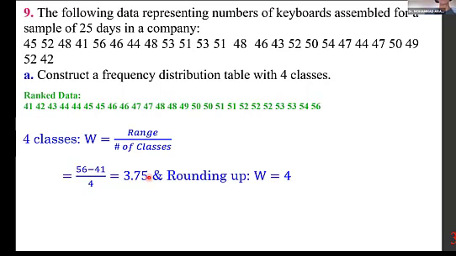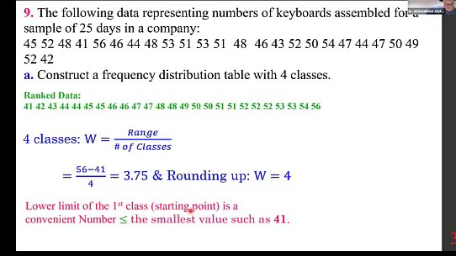So what happens is, first, you find the width. Now that we have the width, where do we start? We can always start with the smallest number or something a tad smaller than that, which is nice and easy to use. So the lower limit of the first class is a starting point that is a convenient number less than or equal to the smallest value. In this case, it is 41.